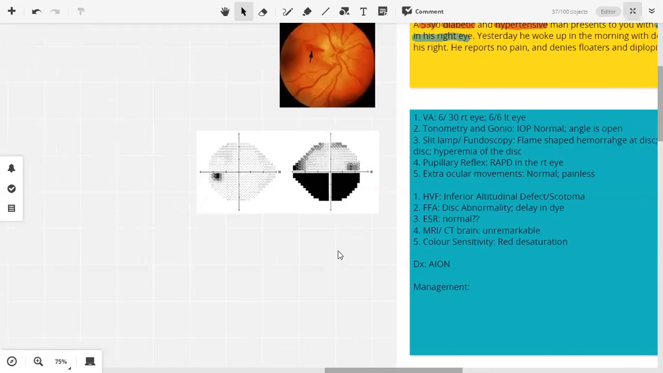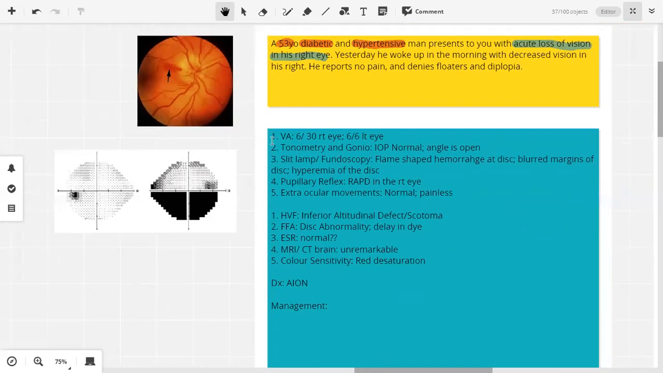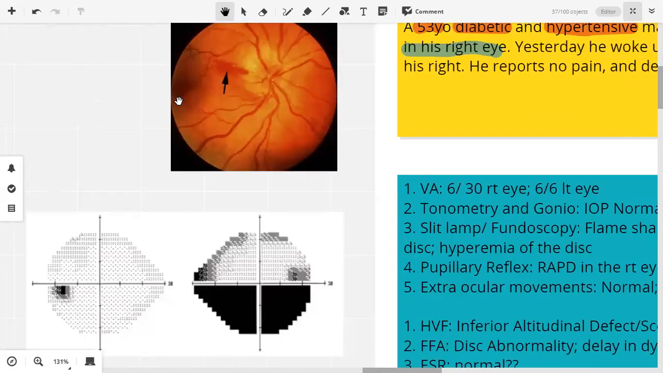So you're right. The diagnosis is anterior ischemic optic neuropathy. Okay? Because this patient has an RAPD and he has disc edema. So you're for sure, and there's color sensitivity, there's a red desaturation. So you're sure that the disease process is affecting the optic nerve. Now, we know three types of optic neuritis: papillitis, neuroretinitis, and retrobulbar neuritis.